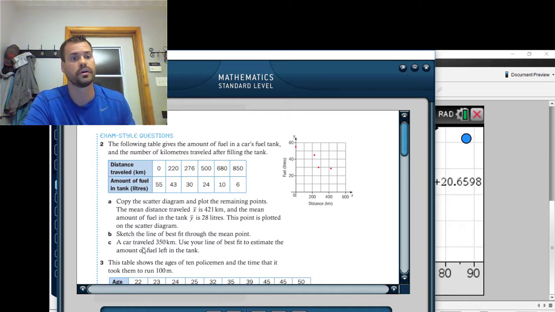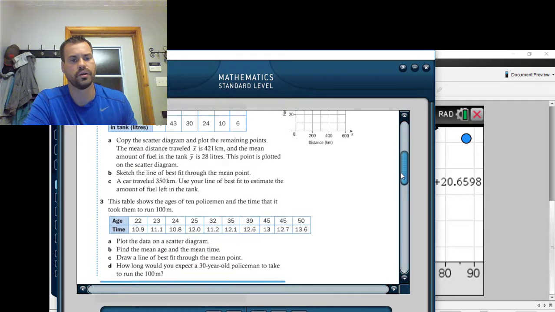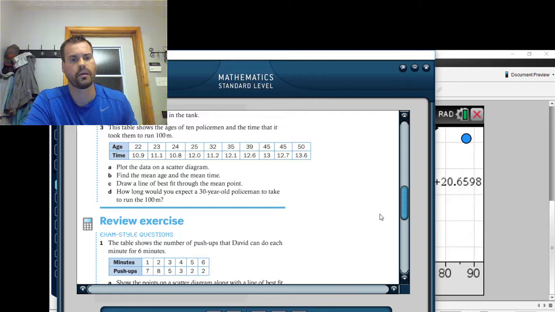So here we go. Here's a question that asks you to do it. It says, here's a table of distance traveled and amount of fuel. It actually drew the scatter plot for you, but it says sketch the line of best fit, and then a car traveled 350 kilometers. What does the line of best fit tell you the amount of fuel that's left in the tank is? So that's the only other thing you could be asked to do, but you can all plug into a linear equation. I don't doubt your ability to do that, and we will practice this more in class.